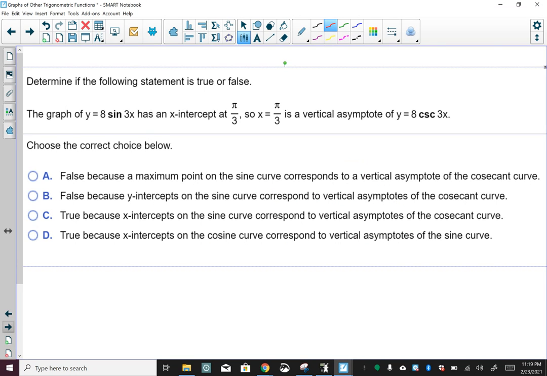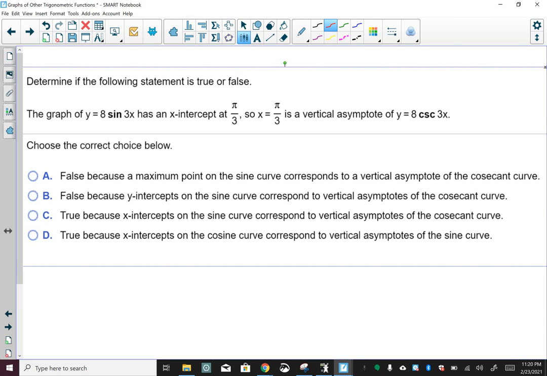The next one, determine if the following statement is true or false. The graph of y equals 8 sine of 3x has x-intercepts at pi over 3, so x equals pi over 3 is a vertical asymptote of y equals 8 cosecant of 3x. Well, sine is the reciprocal of cosecant, so that's a good thing. It does have an x-intercept at pi over 3, and since it is the x-intercept at pi over 3, that means that you have a vertical asymptote at that x-intercept.